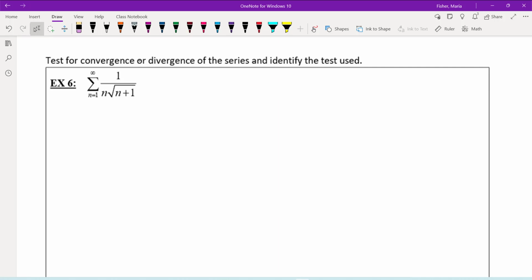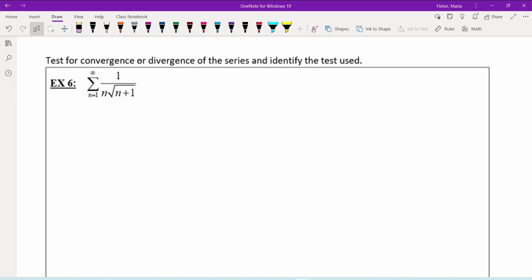The last two examples in this section ask us to test for convergence or divergence of the series and identify the test used. So this is looking at all the things that we've learned from section 9.2 until now. First, you identify what you're looking at. If it's an alternating series, we handle it like we did for examples 1 through 5. If it's not an alternating series, we think of how we looked at problems in section 9.2, 9.3, 9.4.